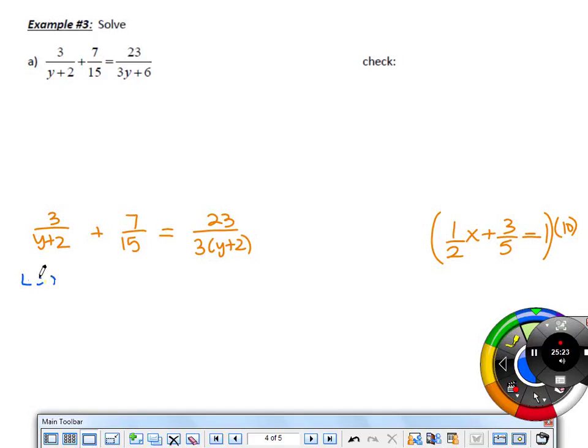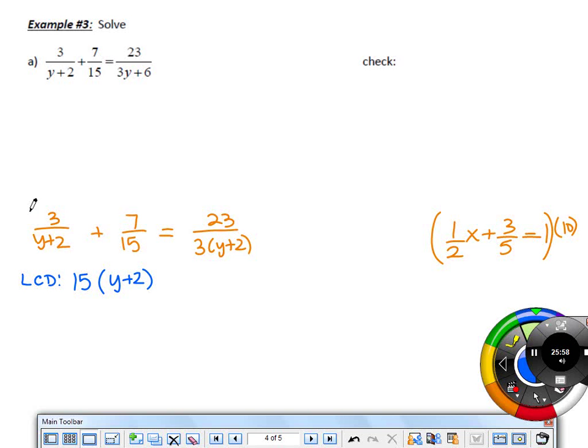So according to the first one, we need a factor of y plus 2. Okay. According to the second one, we need a factor of 15. And according to the third fraction, we need a factor of y plus 2. It's already accounted for. And we need a factor of 3. Do I need to put a factor of 3 in here? No, because 15 is 3 times 5, so the 3 is already in there, right? Okay. All right, so this is the least common denominator, but I'm not going to make new denominators.